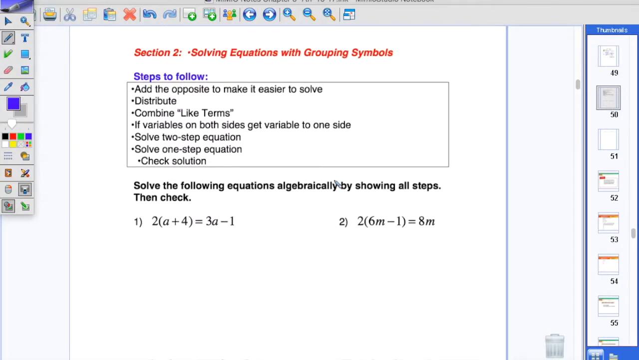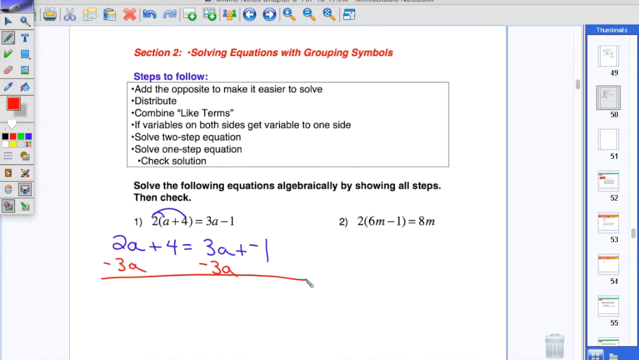So in our problem, 2 times the sum of a plus 4 is equal to 3a minus 1. We have to clear away the parentheses first, so we're going to distribute. So we have 2a plus 4 is equal to, and we can change the subtraction to adding the opposite. Now we have variables on both sides. So we can get rid of either the 2a or the 3a. We're going to subtract the 3a from both sides. So we're left with negative 1a plus 4. The 3 minus 3a cancels each other out, so you're left with a negative 1.